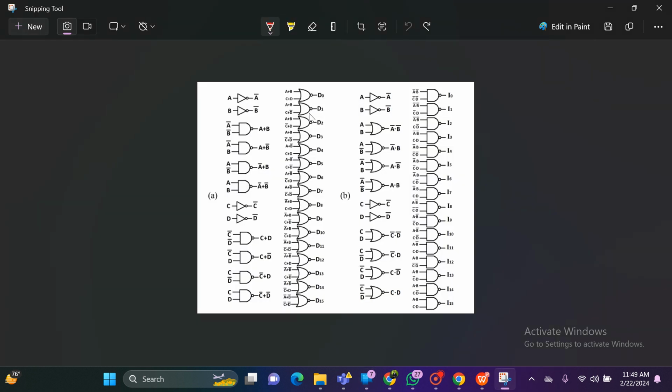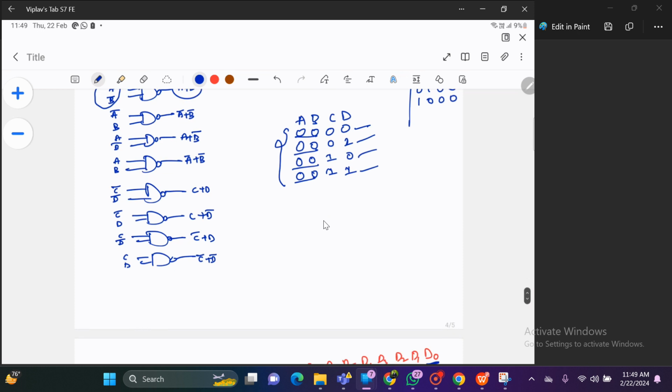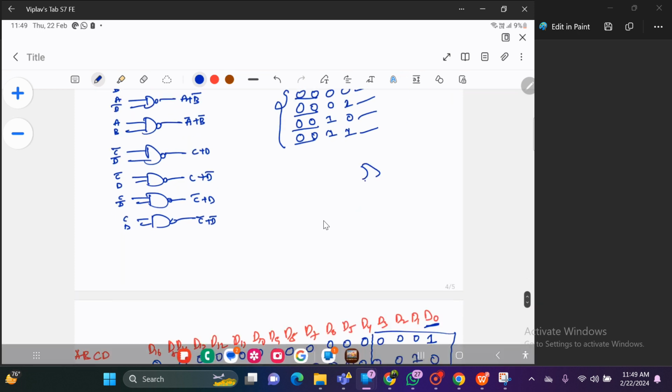For the first 4, D0, D1, D2, D3, because AB is 0, 0, but CD is changing: 0 0, 0 1, 1 0, 1 1. So that's why we have taken AB as one of the inputs for the NOR gate. So NOR gates we have taken something like this.